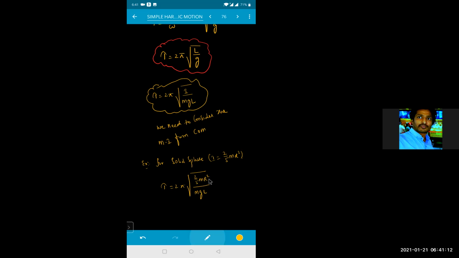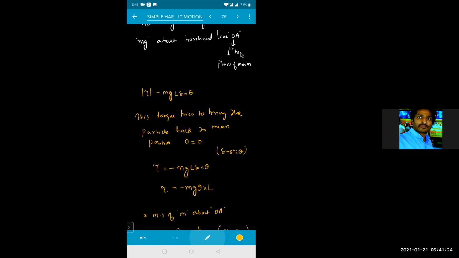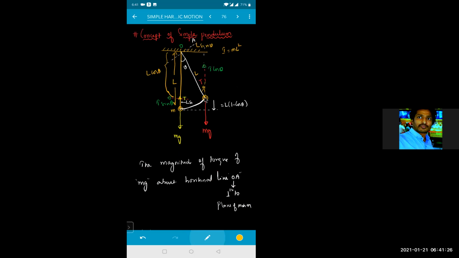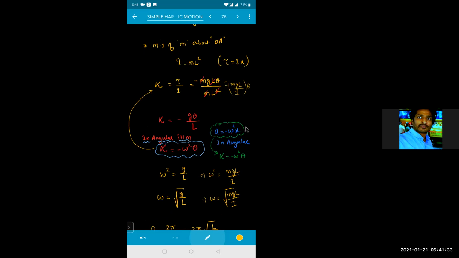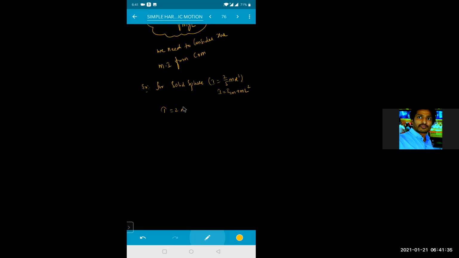But we need to calculate it about the center of mass. So the moment of inertia will be I equals I_CM plus m L square. The moment of inertia of this solid sphere on its own is 2 by 5 m r square, but since we apply it about the center of mass, I equals I_CM plus m L square. That means this becomes 2 pi under root of I_CM plus m L square divided by m g into L.